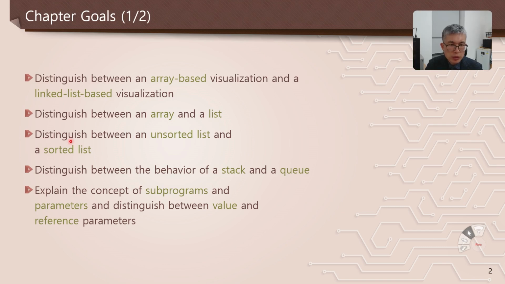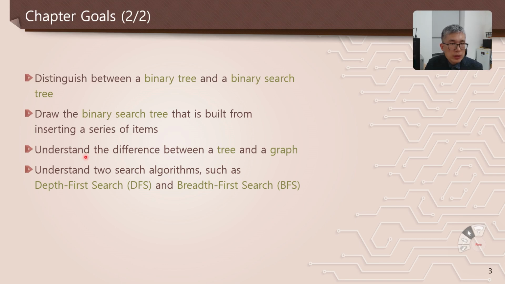Thirdly, distinguish between an unsorted list and a sorted list. Fourthly, distinguish between the behavior of a stack and a queue. And then I will explain the concept of subprograms and parameters and distinguish between value and reference parameters. And also we will see the distinction between a binary tree and a binary search tree.